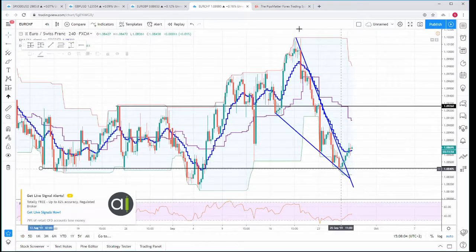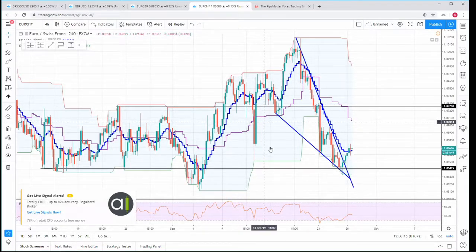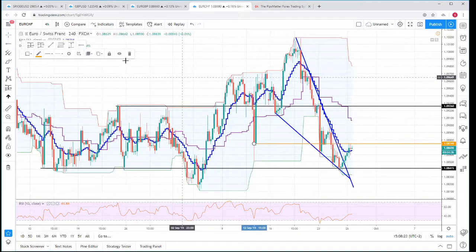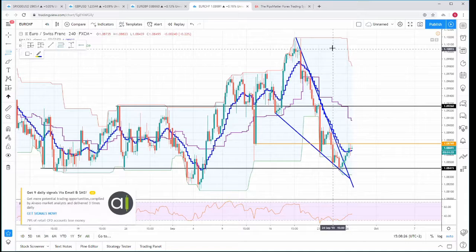The 50% from bottom to top is this black level here, which lines up with this key resistance. Here, here, here, and then support, support, support, support a few times. So it's looking like a really good setup. We do need to break this. I did mention that in the morning session. Now I'm going to show you how we're going to get the take profit.